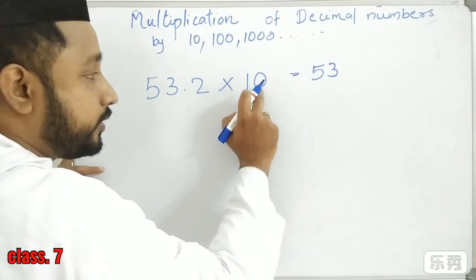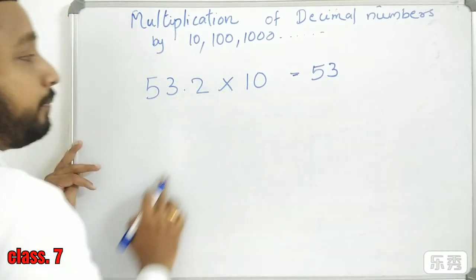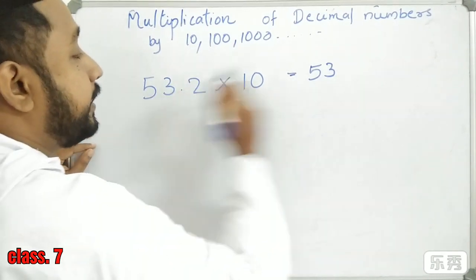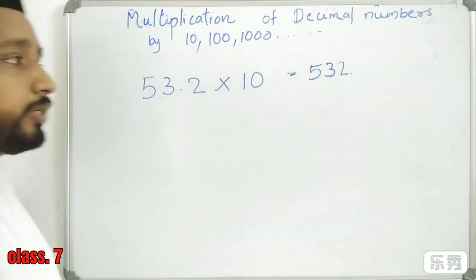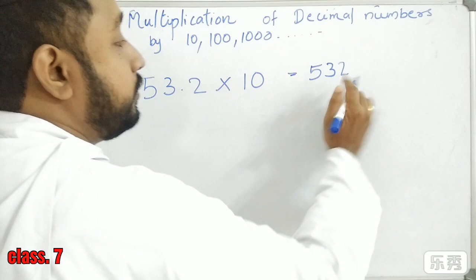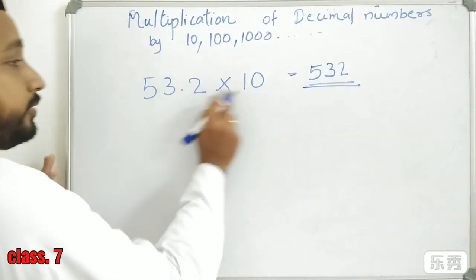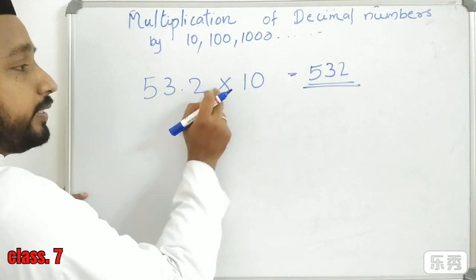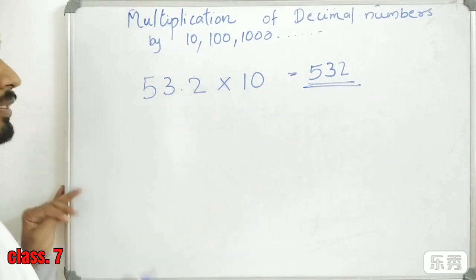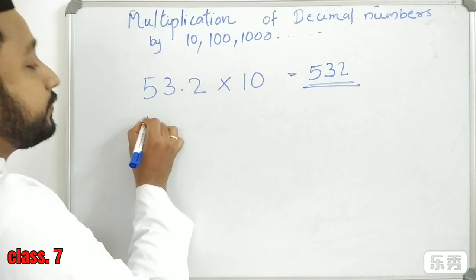That means here 1 zero, so move 1 digit. Which means 532 point, that is 532. 532 point means 532. So in order to multiply with 10, move the decimal point 1 digit. So, 532.